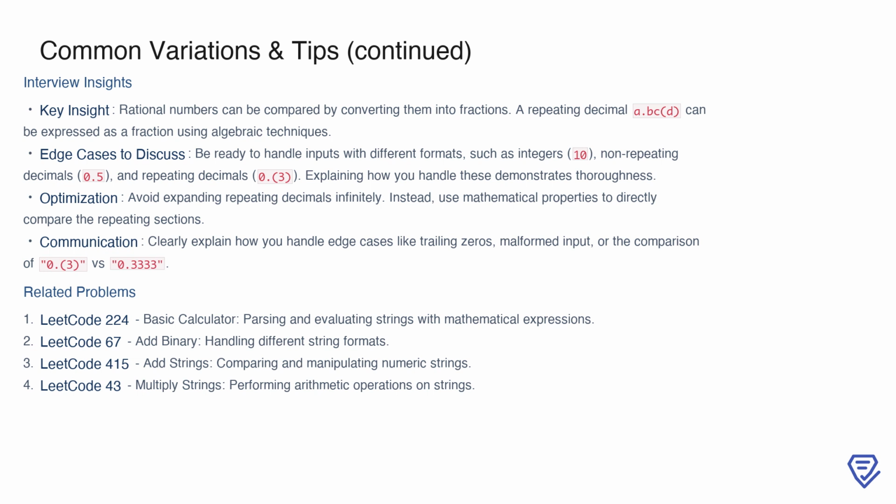Another optimization tip is to avoid expanding repeating decimals infinitely. Instead, leverage mathematical properties to directly compare the repeating sections. Additionally, clear communication is critical. Make sure to explain how you handle edge cases like trailing zeros, malformed inputs, or specific comparisons, such as determining whether 0.(3) is equivalent to 0.3333. Finally, it's helpful to draw connections to related problems like LeetCode 224 for parsing mathematical expressions, or LeetCode 43 for performing arithmetic on numeric strings. These connections can show your ability to transfer knowledge between similar challenges.